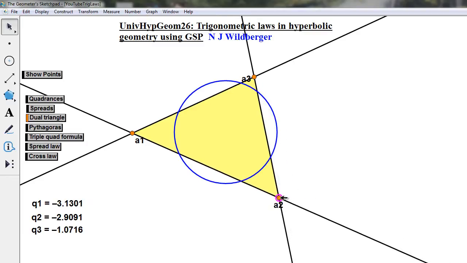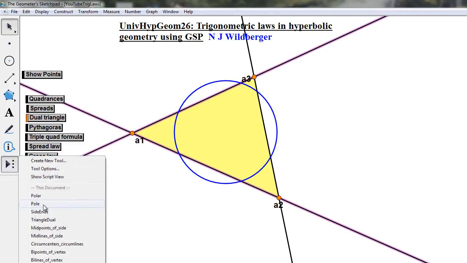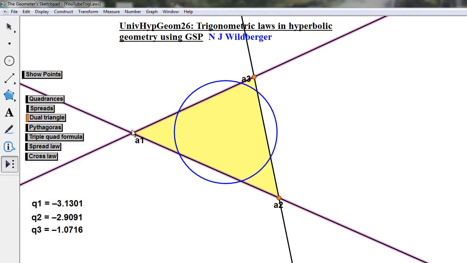What about the 3 spreads of the triangle? Well, let's look at, for example, the spread formed by these 2 lines. The notion of spread is completely dual to the notion of quadrance. So the spread between these 2 lines is exactly the same as the quadrance between the duals of those 2 lines. The duals of those 2 lines can be found by the pole tool.